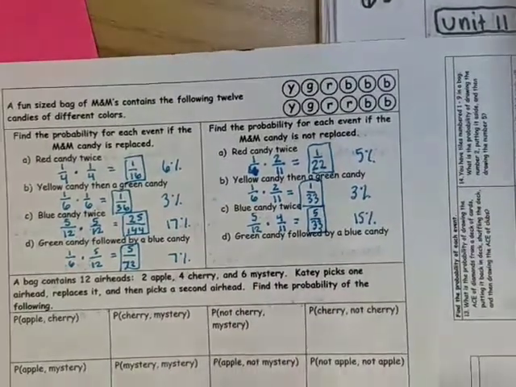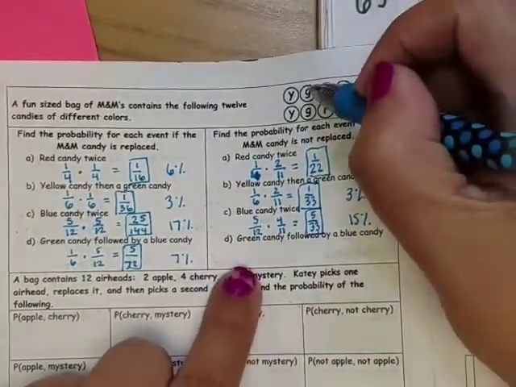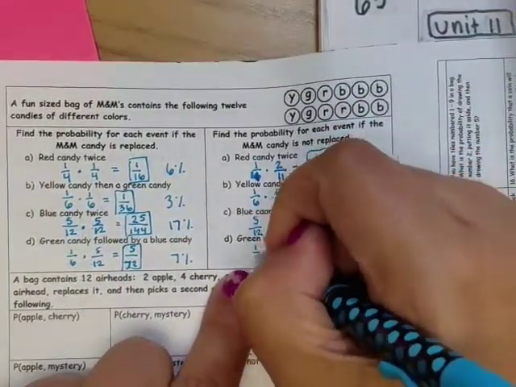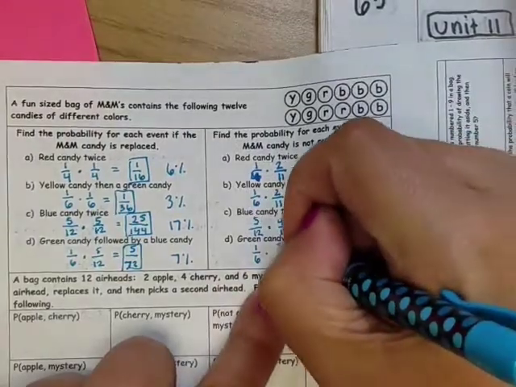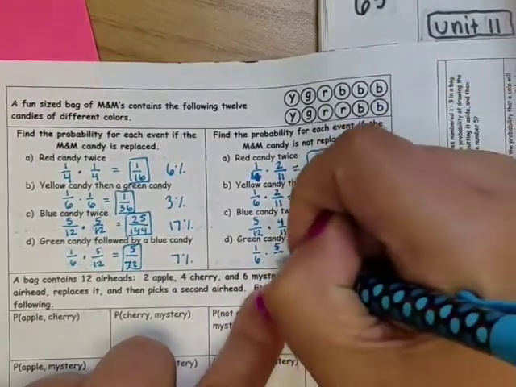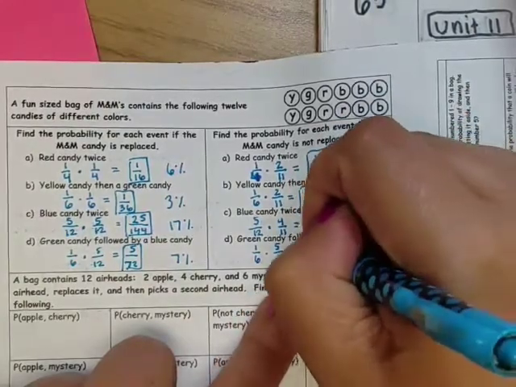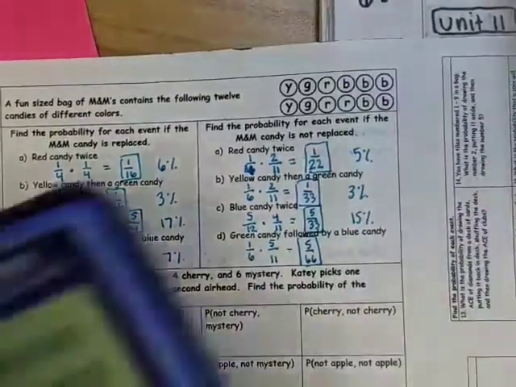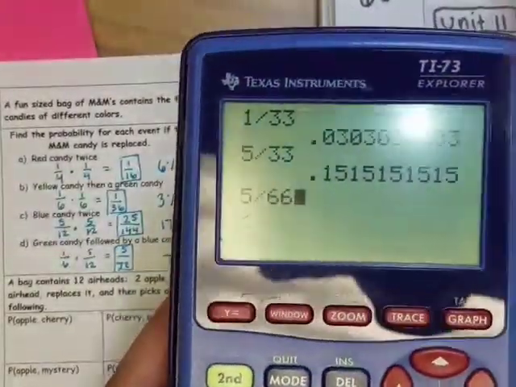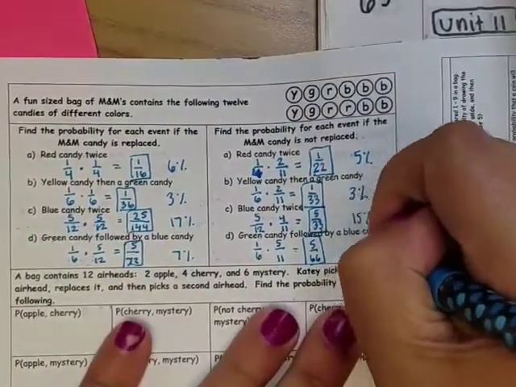Okay. And then the last one, green candy followed by blue candy. So the chance of green is 2 out of 12, which is 1/6. And then the chance of blue is 5 out of 11, which gives me 5 out of 66. And that percentage is about 8%. So a little bit better on that one.